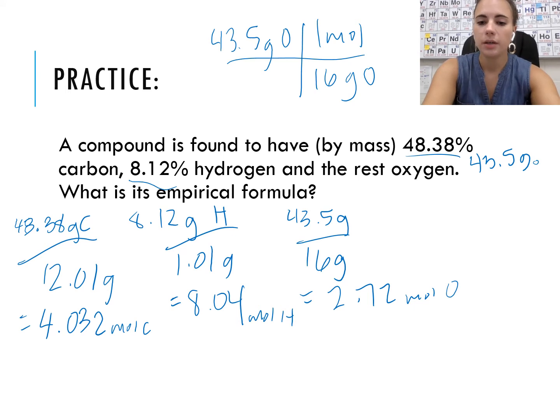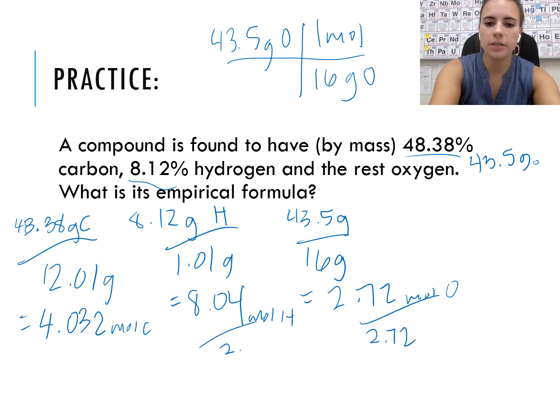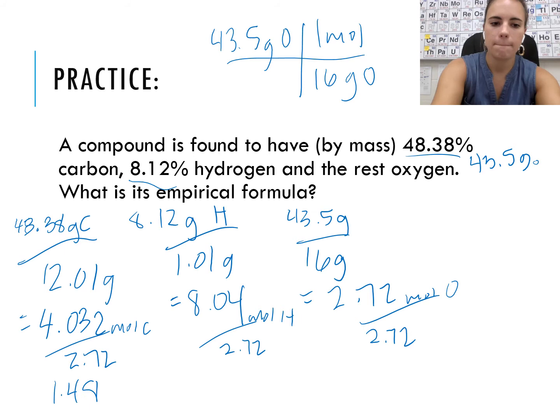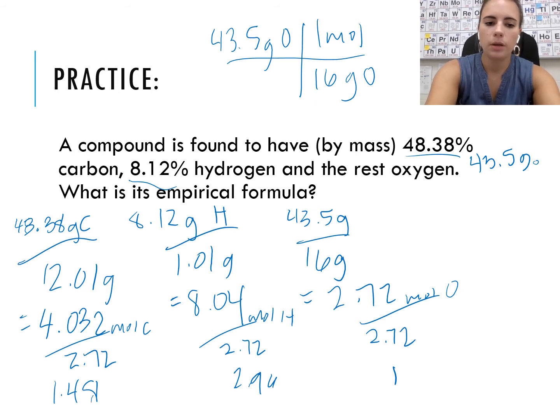So the third step, divide by small. Well, my oxygen is my smallest one, so I'm going to divide each of these by 2.72. And I get 1.48, 2.96, and of course 1. Now 1.48 is not close enough to the nearest whole number, but it is very close to 1.5. So this is going to round to 1.5, 3, and then of course 1.